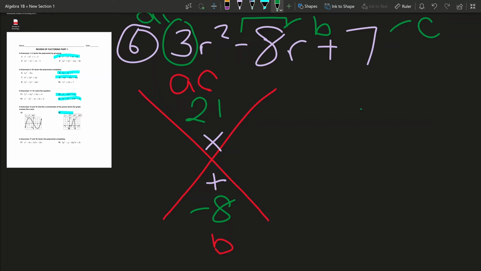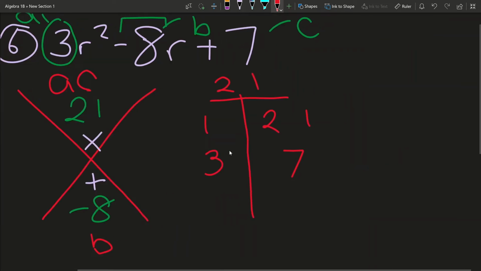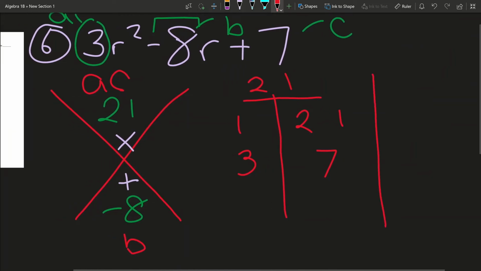So from here, let's make a table. Let's do this in red actually. We need to find the multiples of 21. We have 1 and 21, 3 and 7. Now, let's go and add this up. Before we add it up, let's look at our symbols real quick again. We have negative 8 here, right? So we need to find two numbers that add up to negative 8, and we already found the two numbers that multiply to 21.